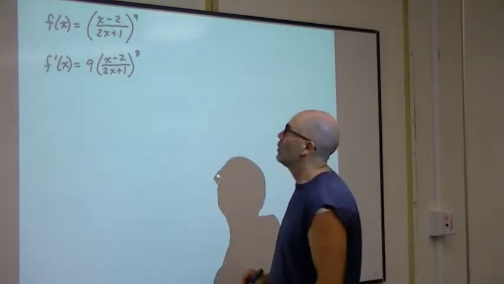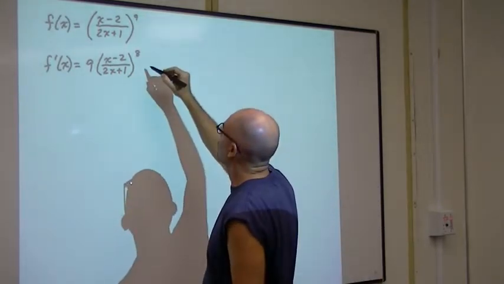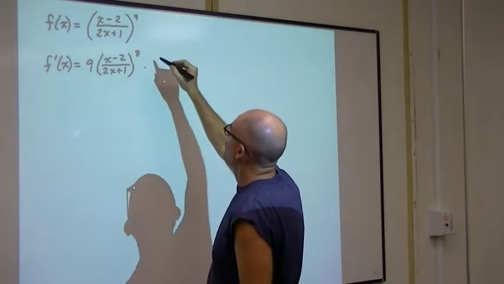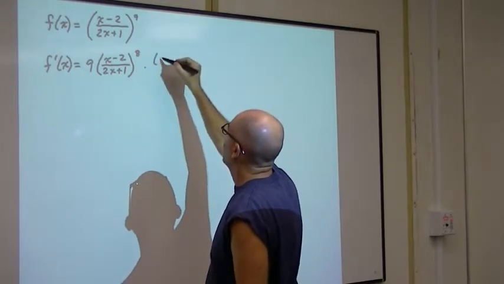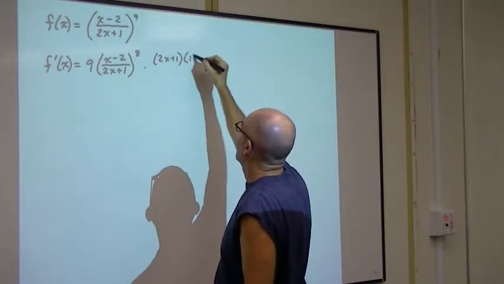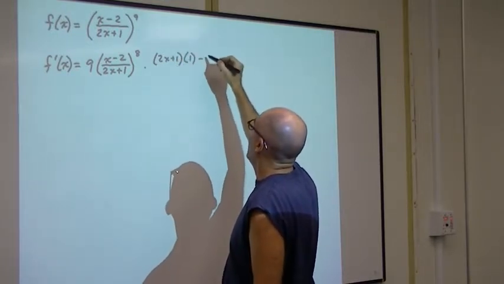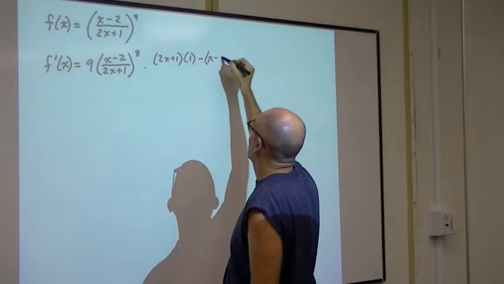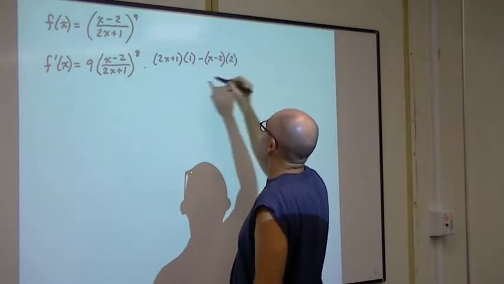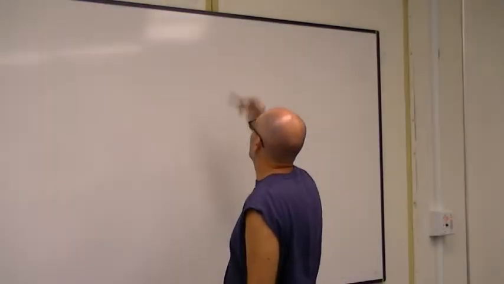Okay, so we multiply by the derivative of the inside, which is going to be low d high minus high d low, square the bottom. That's obnoxious. And away we go.